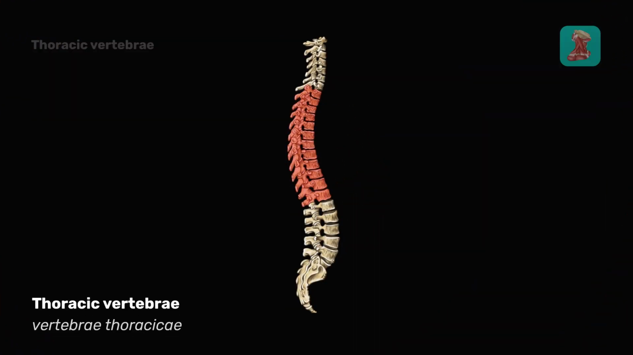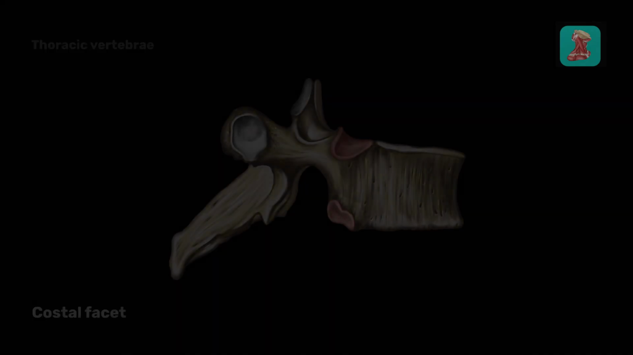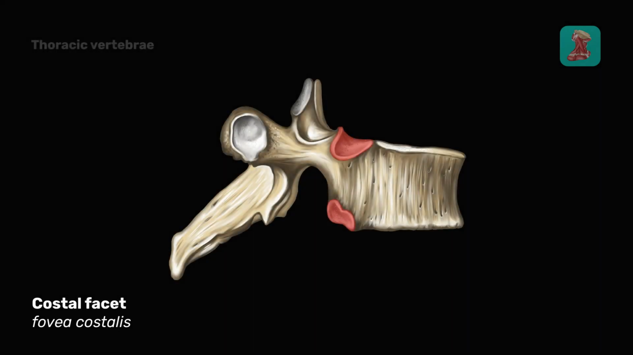The thoracic spine consists of 12 thoracic vertebrae. They are distinguished by the presence of costal facets on the lateral surface of the vertebral body and on their transverse processes. The costal facets are necessary for articulation with the ribs and the formation of the thorax. Also, a typical feature of the thoracic vertebrae is the long spinal processes overlapping in a tiled pattern.